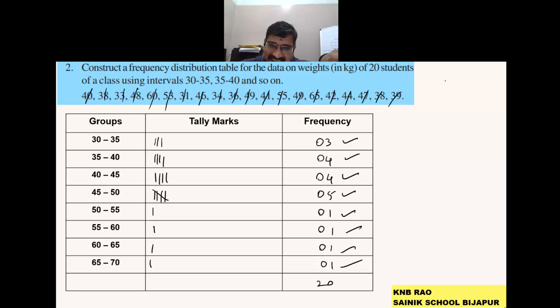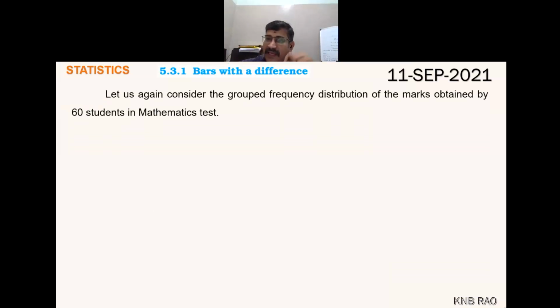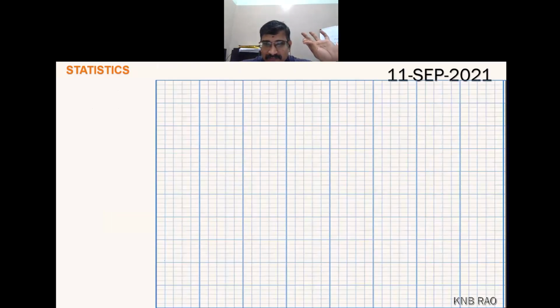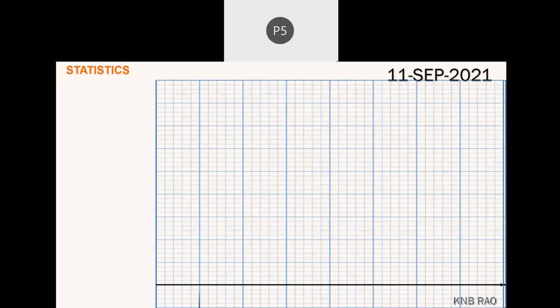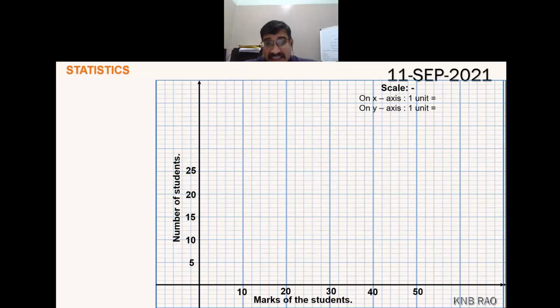Okay, in class 10th. Now, moving on to bars. Let us again consider the grouped frequency distribution of the marks obtained by 60 students in mathematics. This was the one. And further, how to draw the graph? What we call the graph drawn for grouped data with bars is called a histogram.